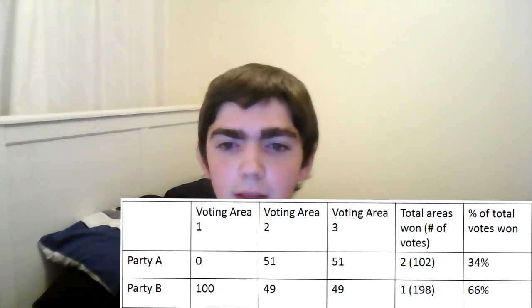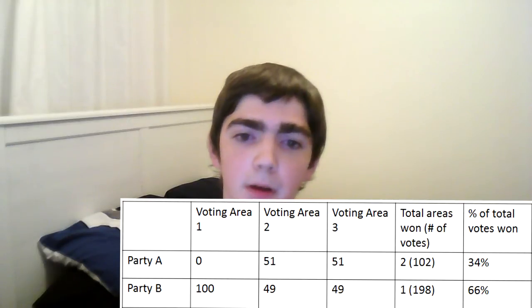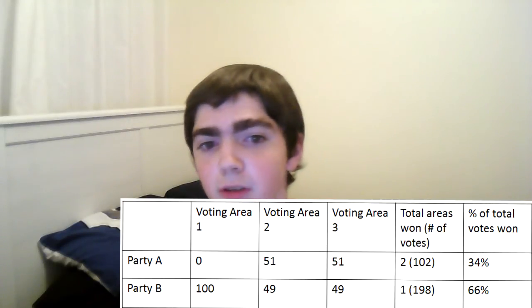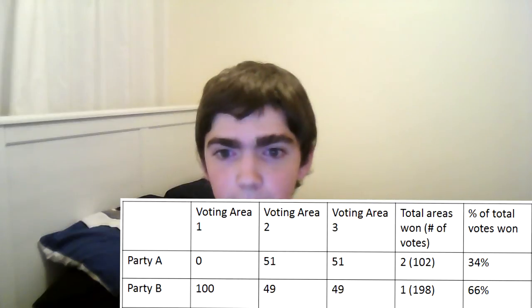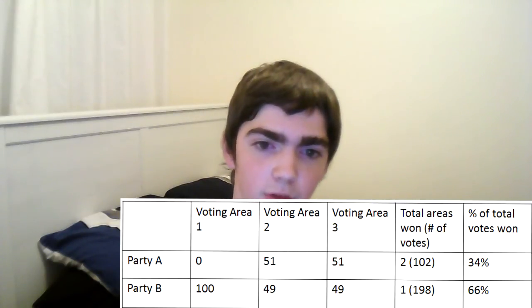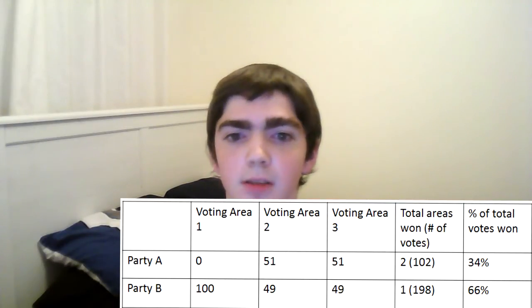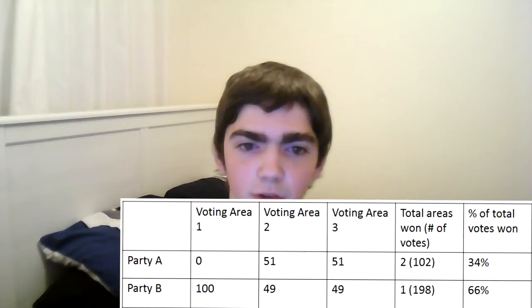Now, surely this means that party B gains power, right? No, wrong. Party B only managed to receive a majority vote in one constituency, so they only have representation in 33% of the country, whereas party A managed to receive a majority vote in two areas, giving them 66% representation. So they gain the majority and get into power, despite the fact that a large majority of the country did not vote for them. They still managed to get into power.